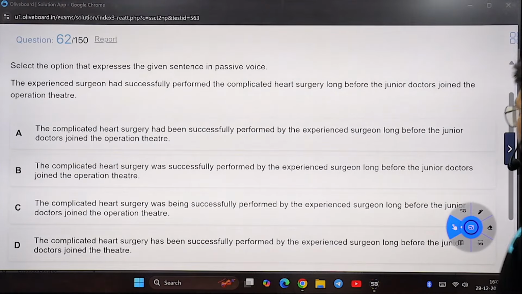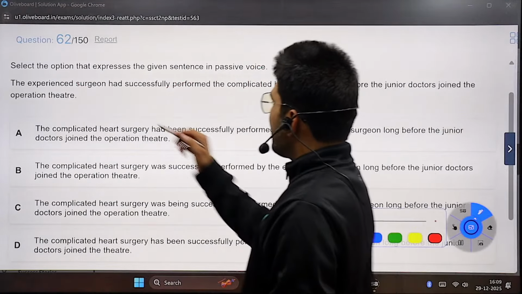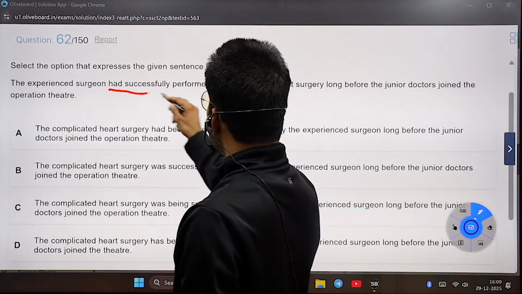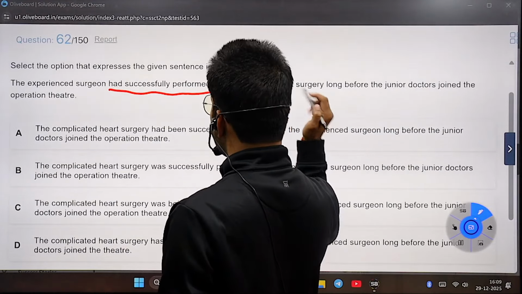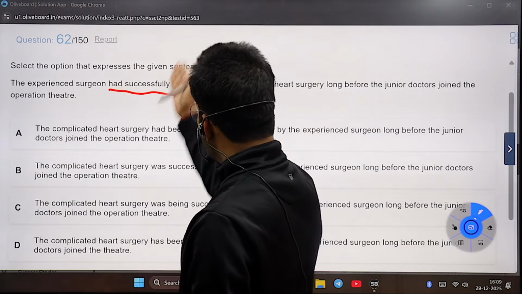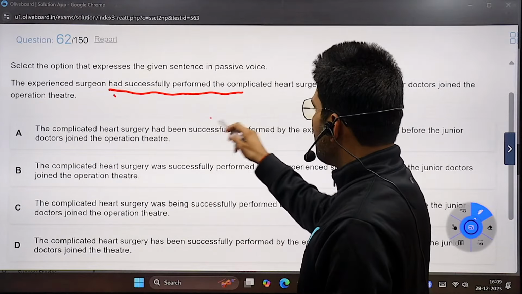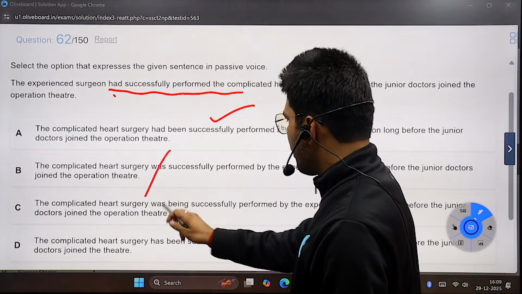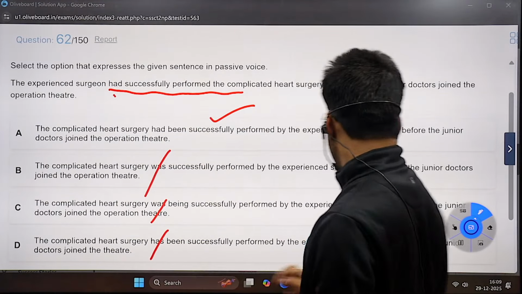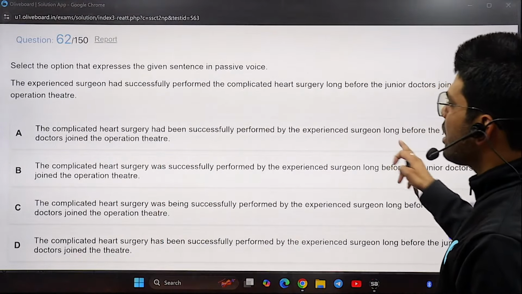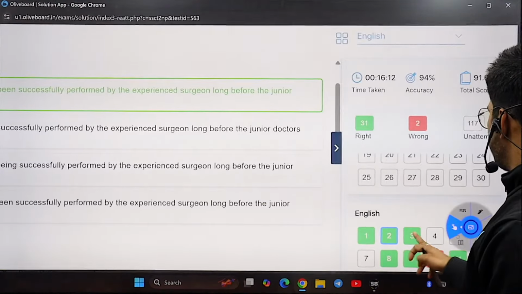Okay. Just look at the finite verb combination. Had performed the surgery. The surgery had been performed, had first of all, past perfect. Had been performed, okay. Was, no. Was, no. Has, no. Done. Need not check the other words.